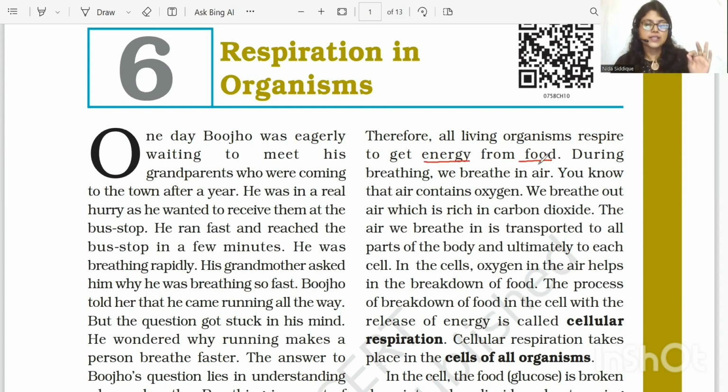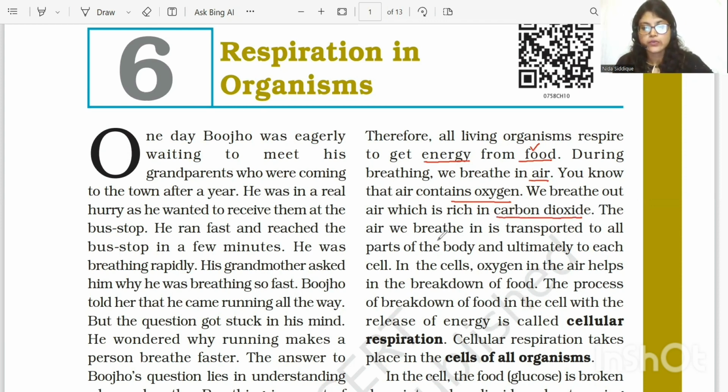जितने भी living organism हैं, सब respiration perform करते हैं so that वो energy generate कर सके अपने body के अंदर. And ये energy कहाँ से मिलता है? From the food that they take in. So during breathing, what do we do? We breathe in air. And you all know that the air we take in is rich in oxygen. And when we are breathing out, the air which is given out is rich in carbon dioxide.